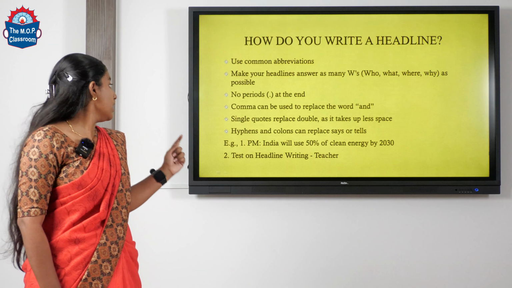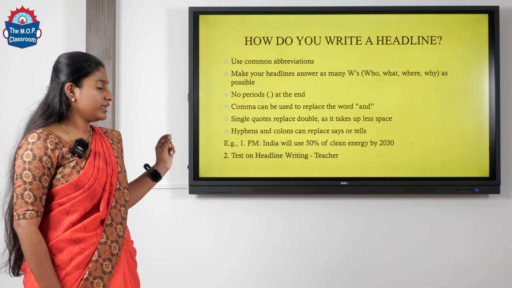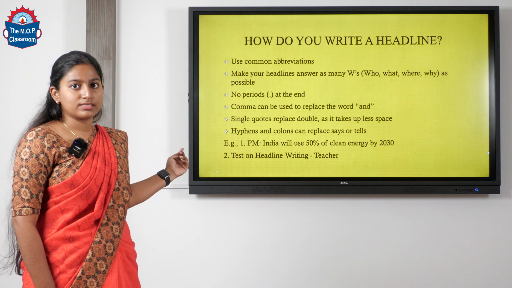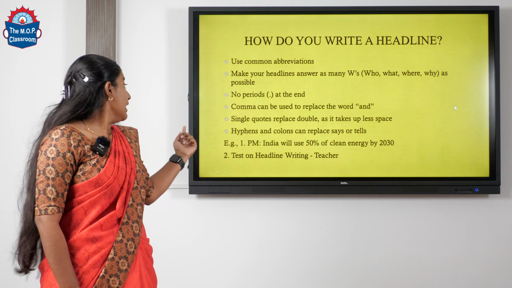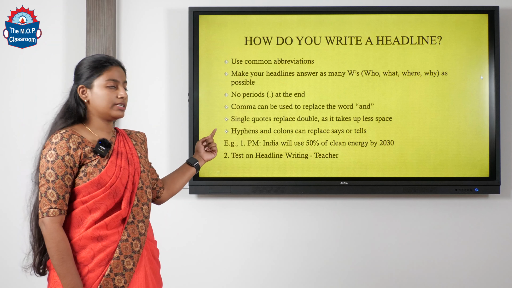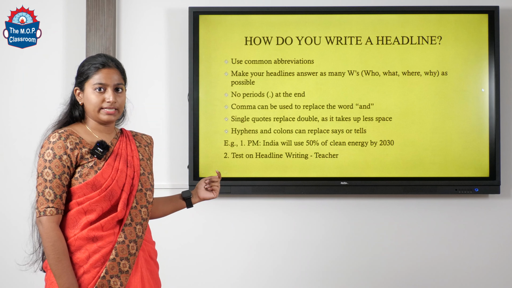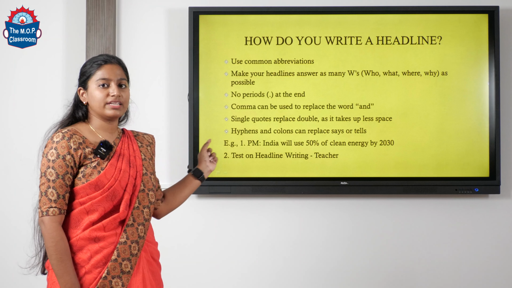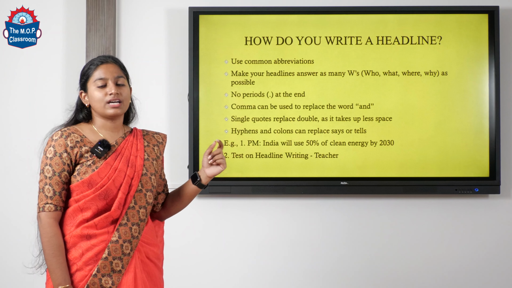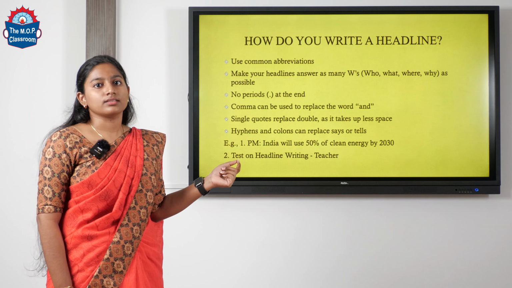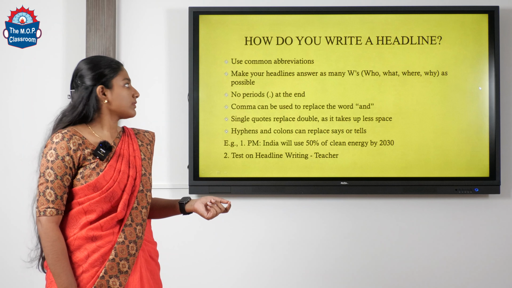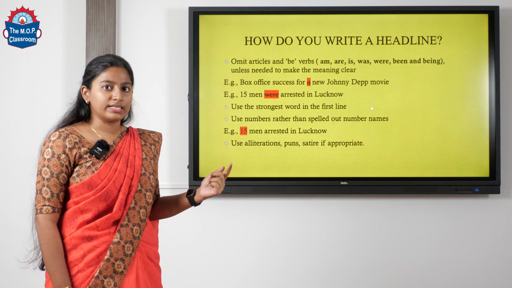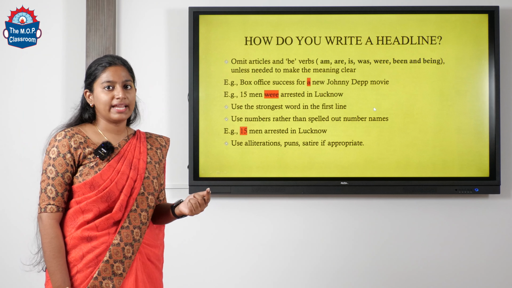For example, PM colon, which means that Prime Minister, India will use 50% of clean energy by 2030. And in the next example, you have test on headline writing hyphen teacher, which is understood that it is said by the teacher. You can omit the articles and be verbs in the headline.